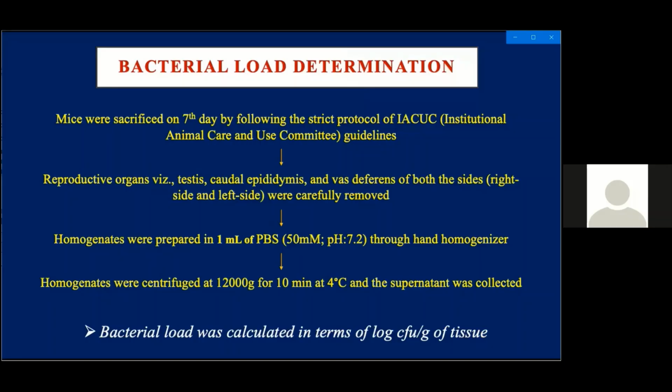Homogenates were prepared in 1 ml of PBS through a hand homogenizer. Homogenates were centrifuged at 12,000 g for 10 minutes at 4 degrees centigrade and the supernatant was collected. Bacterial load was calculated in terms of log CFU per gram of tissue.